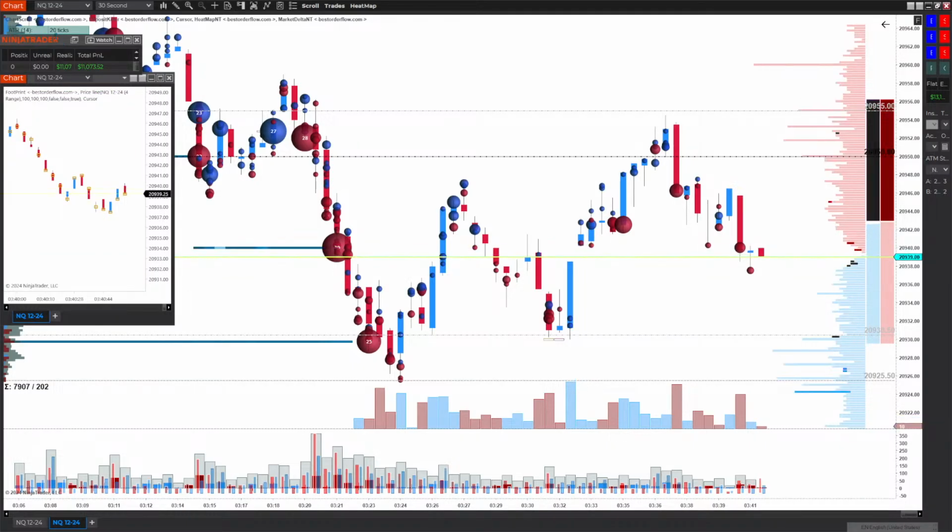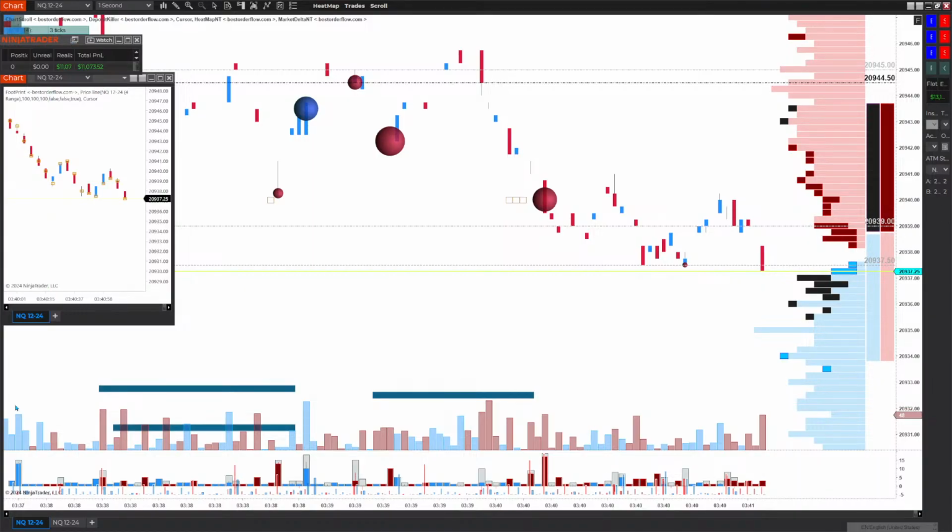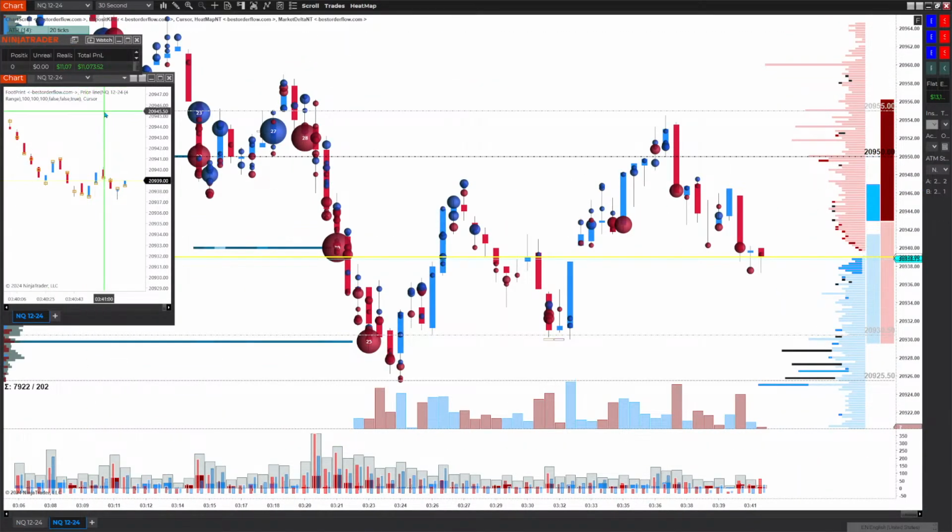Okay, so now we're seeing 21 ticks on the 30 seconds. Let's see what's going on on the 1 second. It's only 3 ticks of volatility.